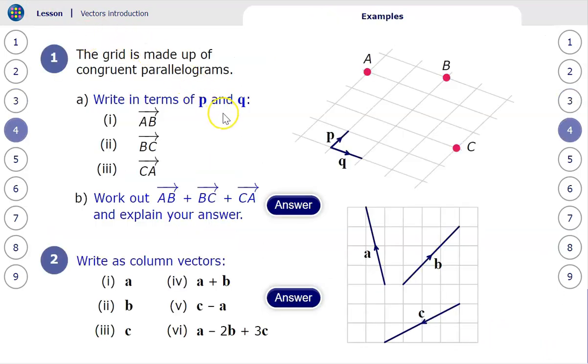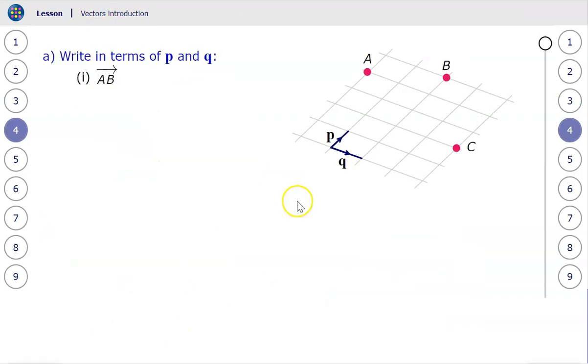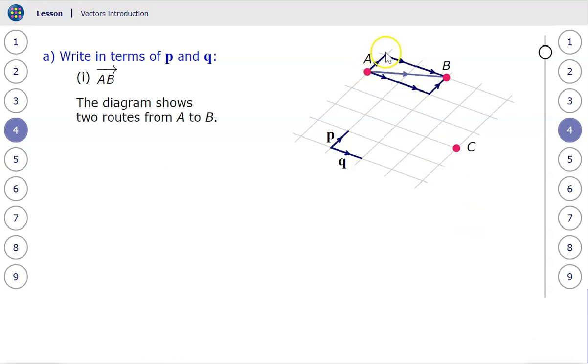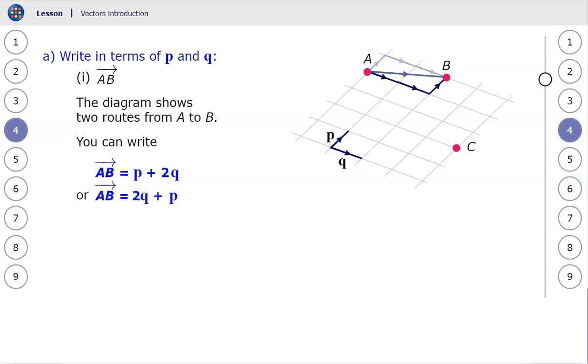Some examples about how we go and add vectors together. So if I think about the vectors AB in terms of P and Q, P being a vector that runs along this line over here, Q being a vector that runs along that line over there, I want to go from A to B, then I could either have gone up that way and across there, that would be a P and that would be a Q, or that would be two Qs, or I could have thought of it as two Qs going across and one P going that way. So I can write AB as being P plus 2Q, or I could have written it as 2Q plus P. Either way would be fine. I still get from A to B.